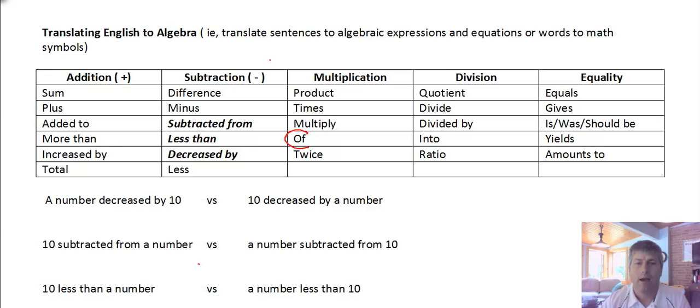Multiplication: common ones are of, product, times, multiply, twice, triple, that kind of stuff. Of is probably one we'll see quite often. And division: quotient, divided by, into, or ratio. And then equality, the equal sign. Probably the most common thing you'll see is "is." You've got to think, that's my equal sign there. That's balancing my two expressions.